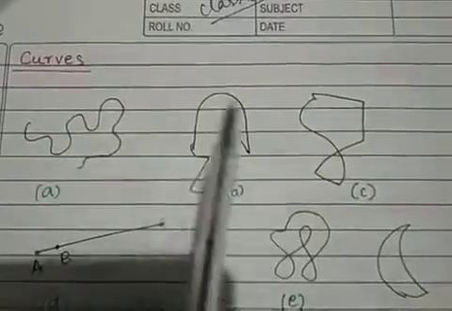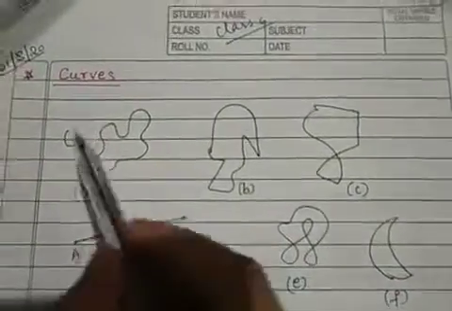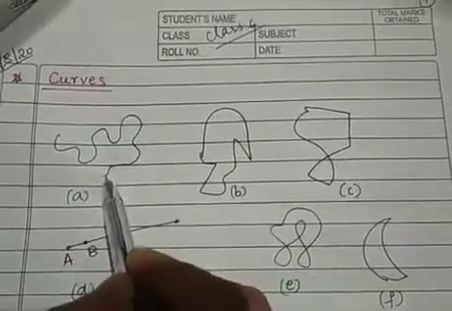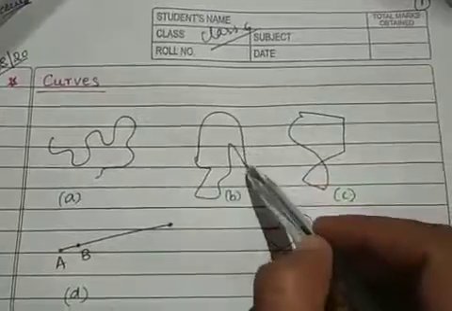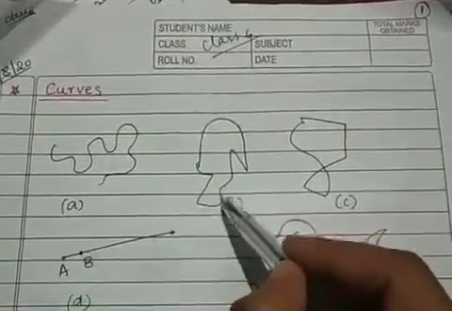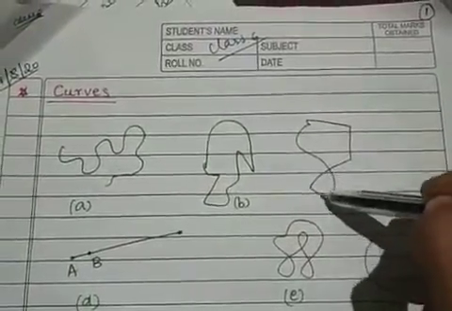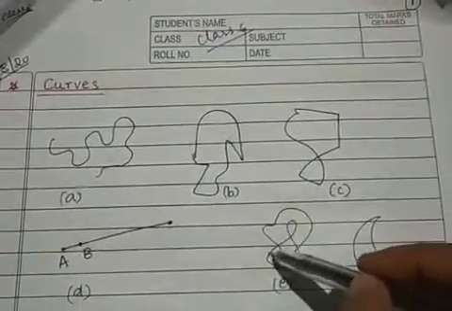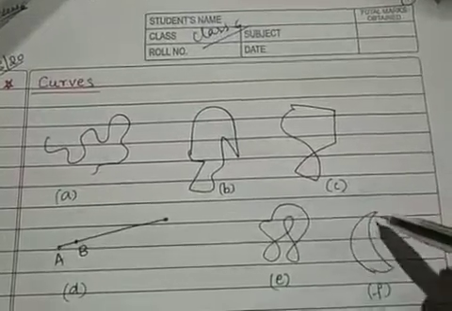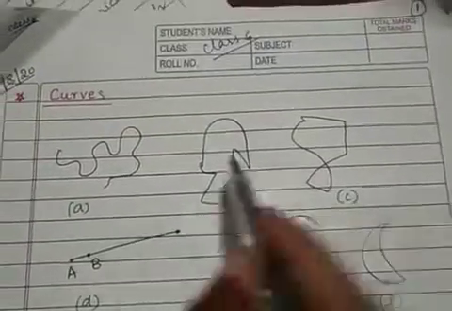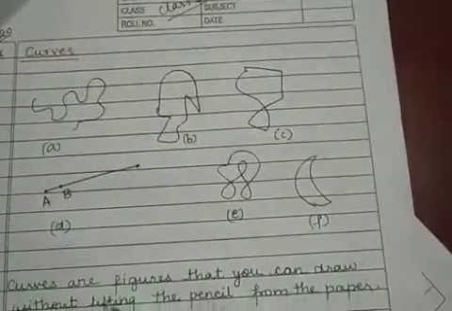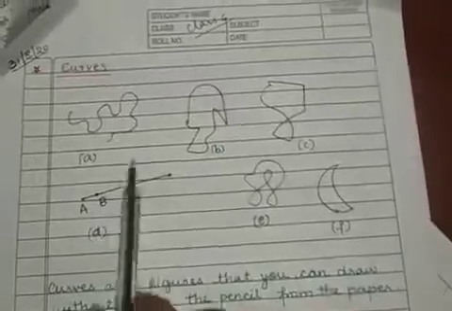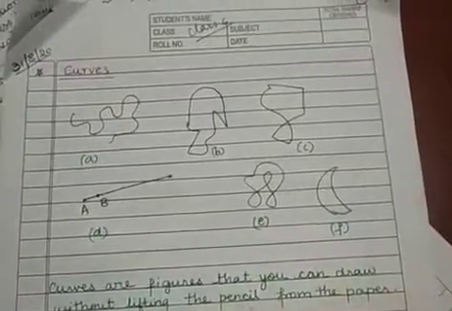Now look at all these figures here. If you look at the figure, I can draw each of these figures without lifting my pencil or pen, right? So continuously I can draw without taking a break anywhere. Similarly, I can just doodle, what you call nowadays. You can draw these figures without taking your pen from the paper. So such figures, which you can draw without lifting the pencil from the paper, they are called curves.